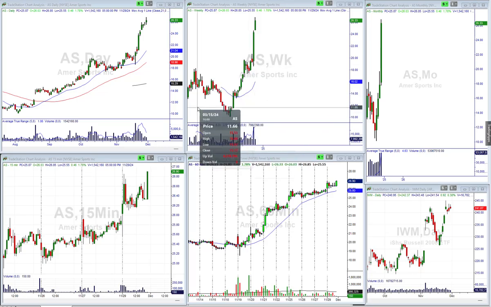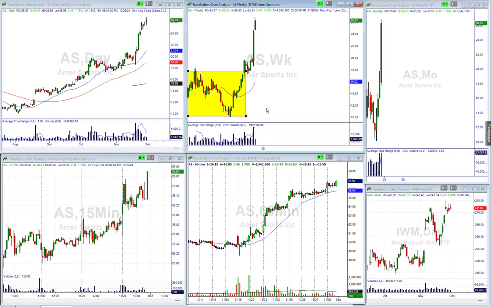This is what you refer to as an IPO base right over here. You break out of an IPO base, then you have a nice little flag, and off we go. This is as good an example as I can give you of how to trade a bull market high tight flag, and I'll talk more about it.